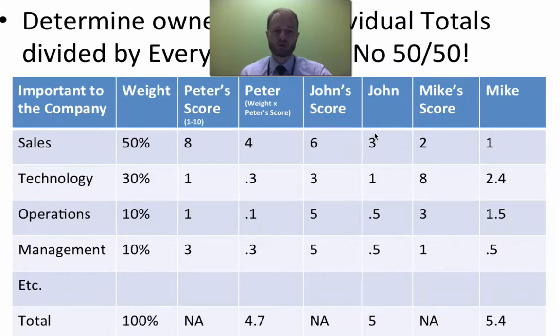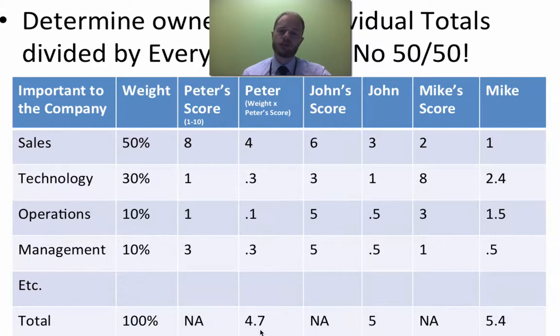Let's determine my weights. So 6 multiplied by 50%, I get 3. 3 times 30%, I get 1. 5 times 10%, 0.5. Add up my weights, I get 5. And then we'll do the same for Mike. Take his averages, multiply them by the percentage weight for our key aspects to get Mike's weight, add them up.